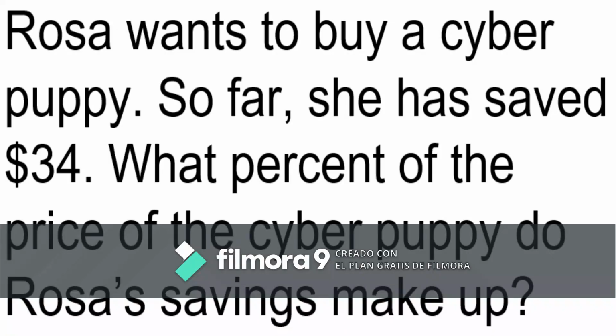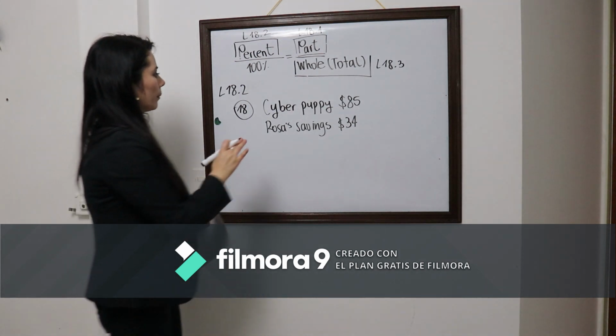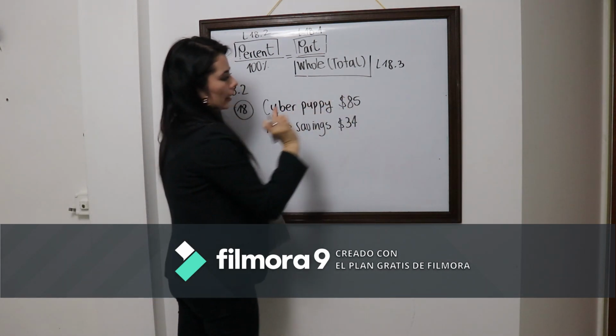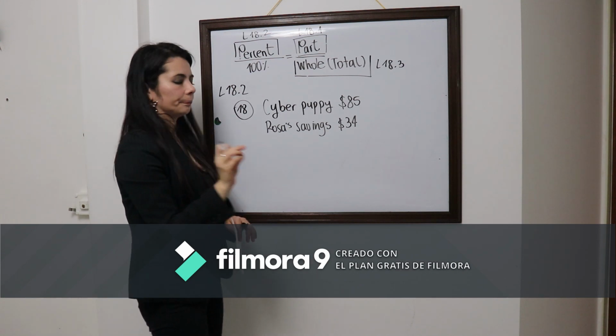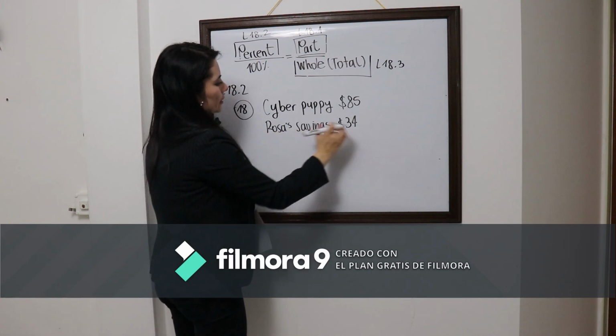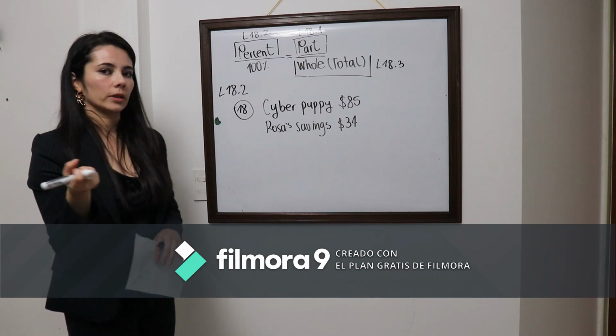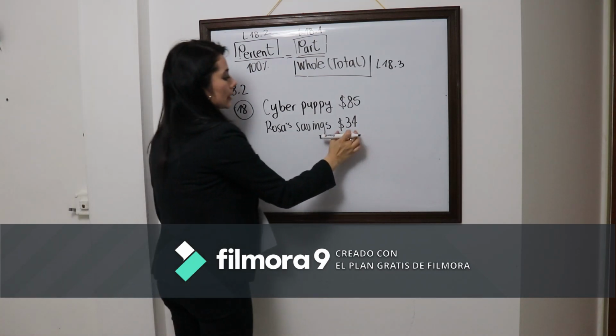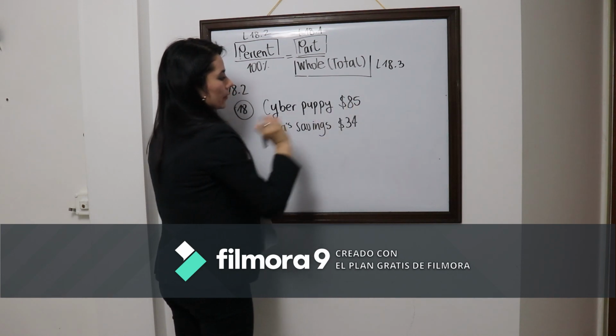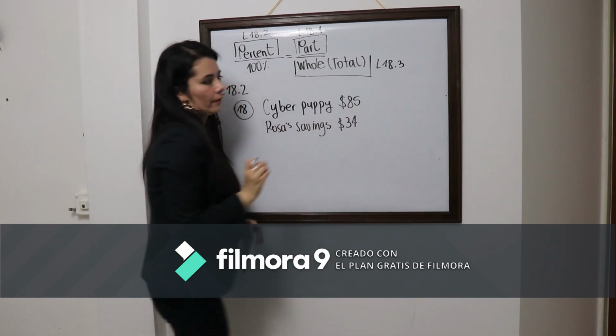The problem I want to work with you guys is number 18 in the lesson, which says, Rosa wants to buy a cyber puppy. So far she has saved $34. What percent of the price of the cyber puppy do Rosa's savings make up? So here in problem 18, I know the cyber puppy is $85 because of the picture they have right there. And Rosa's savings is actually an amount of $34. And the question is, what percent of the price of the puppy is going to be $34?